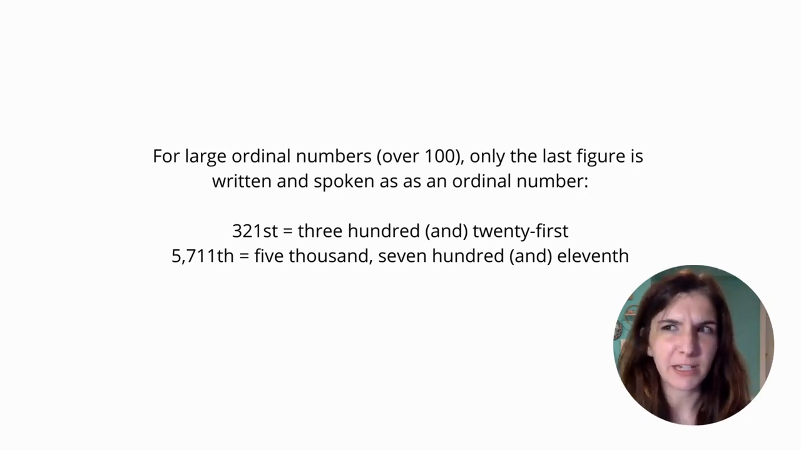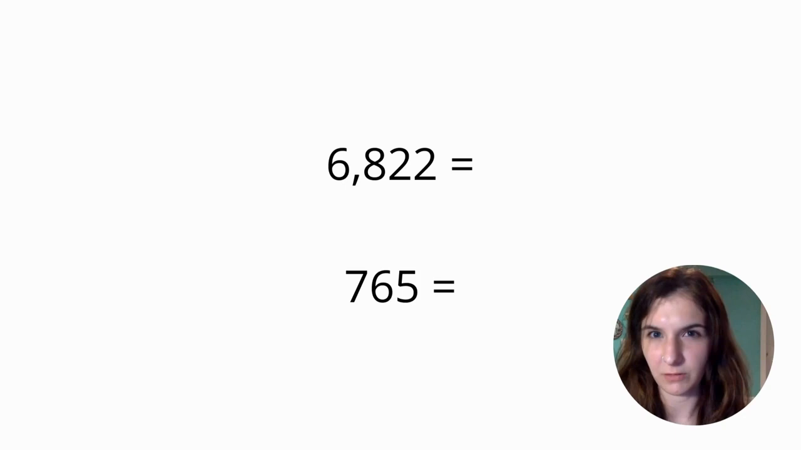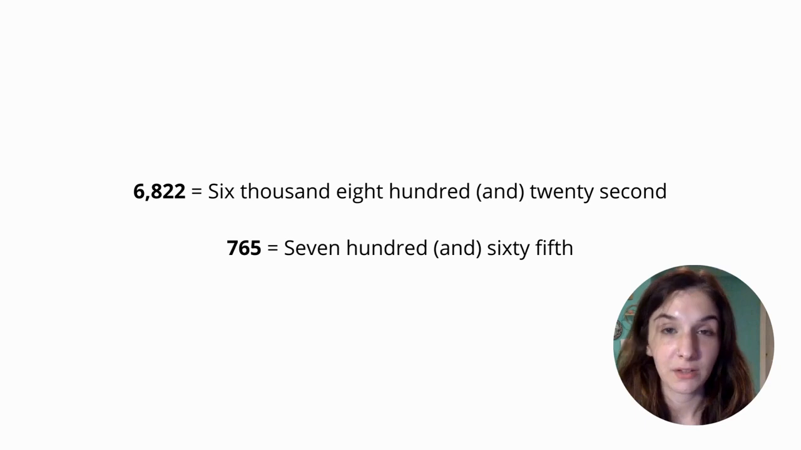321. You wouldn't say 300th 21st. You only need to say 300 and 21st. 321st. Or for 5,711, you would say 5,711th. So how do you think you would say these numbers as ordinal numbers? If you need to think about it, you can pause the video here. So the first one, 6,822, as an ordinal number would be 6,822nd. And 765 as an ordinal number would be 765th.